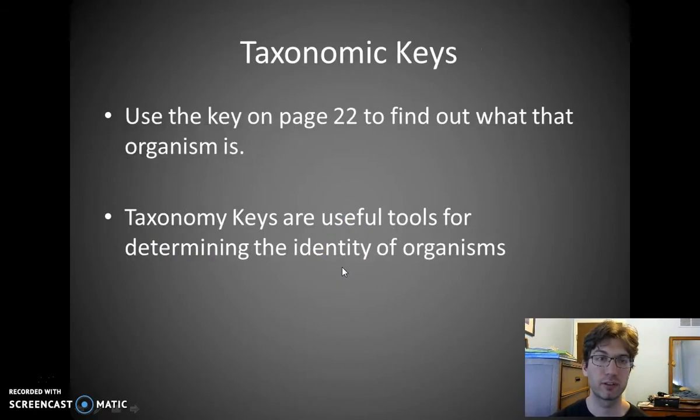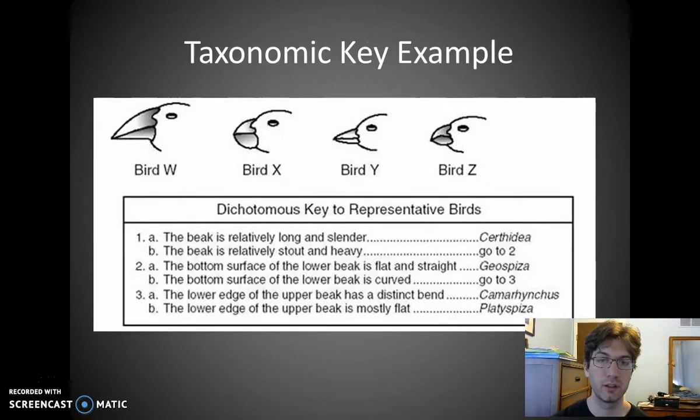Next, we are going to be using taxonomic keys. You can find one on page 22 of your book if you want to look at it. They are useful tools for determining the identity of organisms. One that is not in your book is right here, and we'll just walk you through how to read one of these taxonomic keys. So here we have 4 unidentified organisms. They're all birds. This is bird W, bird X, Y, and Z. Basically, we don't know what kind of organisms these are. Maybe we just saw one day and we're like, okay, let's go figure out what that thing is called.